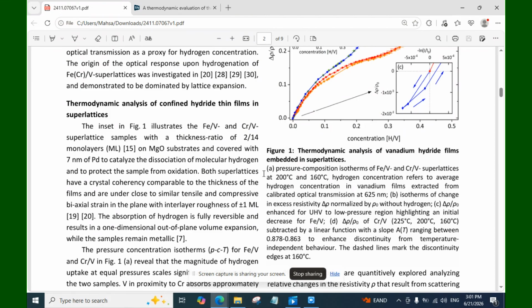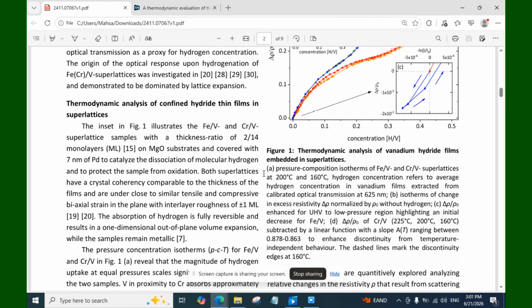The inset in Figure 1 illustrates the Fe/V and Cr/V superlattice samples with a thickness ratio of 2 to 14 monolayers on magnesium oxide substrates, covered with 7 nanometers of Pd to catalyze the dissociation of molecular hydrogen and to protect the sample from oxidation. Both superlattices are crystal coherent compared to the thickness of the films and are under close to similar tensile and compressive biaxial strain in the plane, with an interlayer roughness of plus or minus one monolayer.